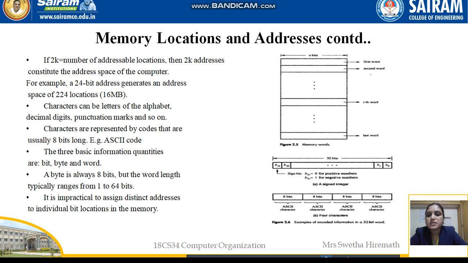So the three basic information quantities are bit, byte, and word. A bit means a single bit, that is either 0 or 1, a byte consists of 8 bits, and a word length may range from 1 byte to 4 bytes, that is 1 to 64 bits.